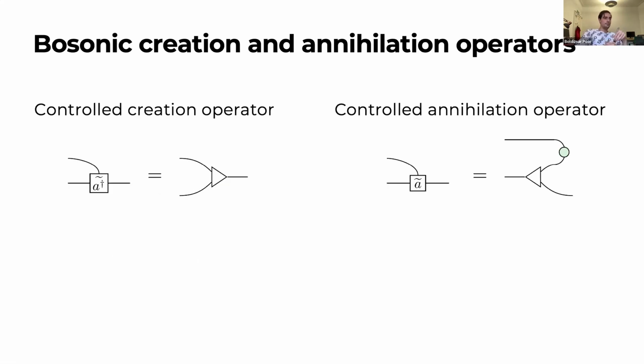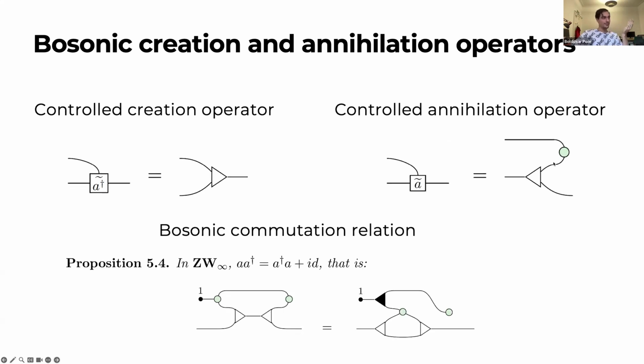And another thing that we will need to do the reasoning are the creation and annihilation operators, the bosonic ones. So the controlled creation operator is actually just the merge map, and the controlled annihilation operator is the split map with a cup. And an interesting thing that we can prove is the bosonic commutation relation, which is as follows diagrammatically.